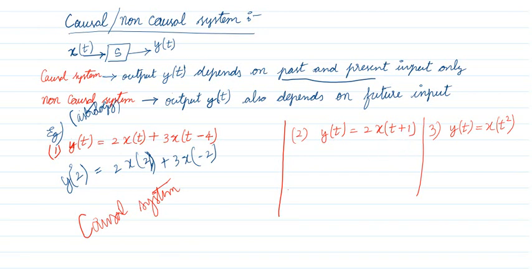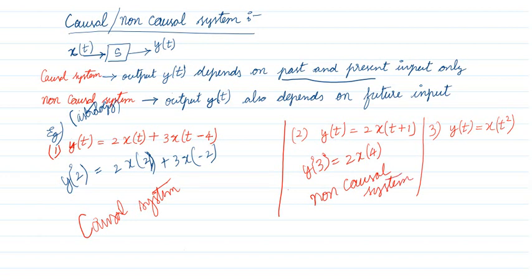Okay. Next example, y of t equal to 2 into x of t plus 1. Let me say, if we put t equal to 3, so it becomes y of 3. Y of 3 is equal to 2 into x of 3 plus 1, which is x of 4. So output at time 3 depends on input at time 4. Future input, I need the output at time 3, but I need the input at time 4. Output y of t also depends on future input. So this is an example of a non-causal system.